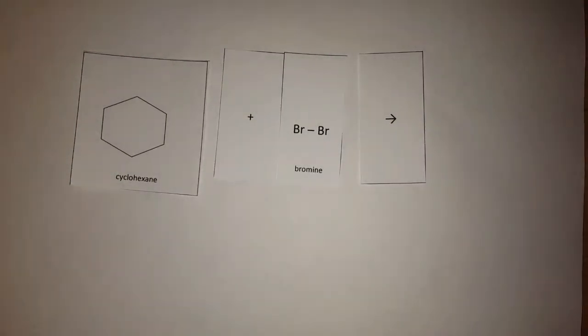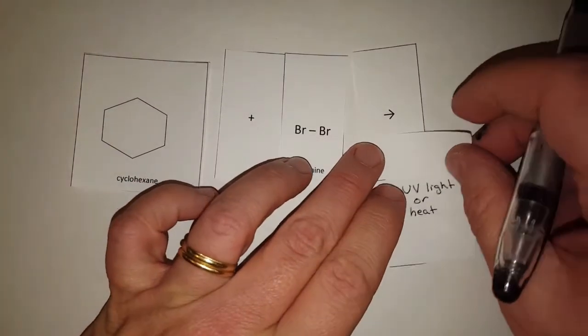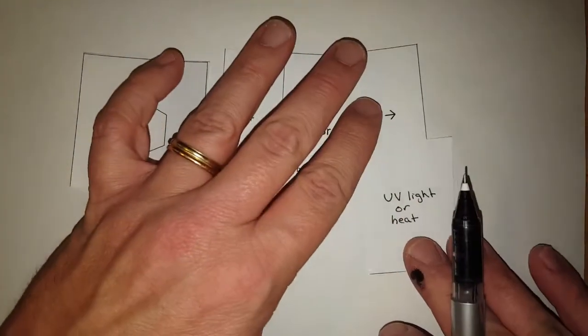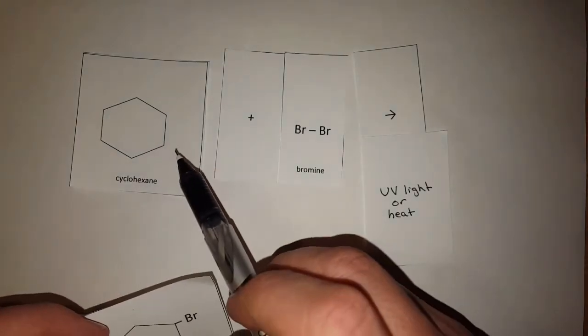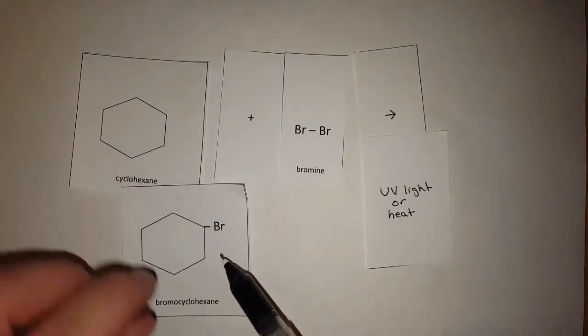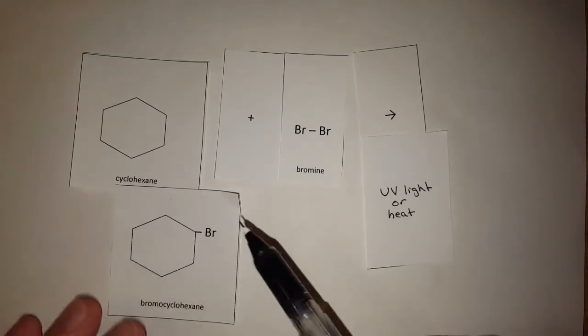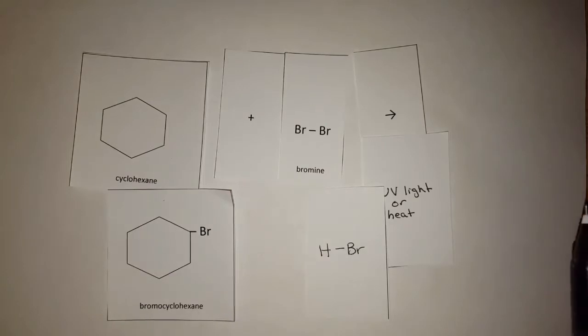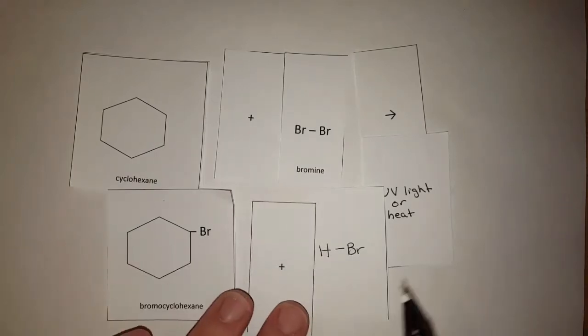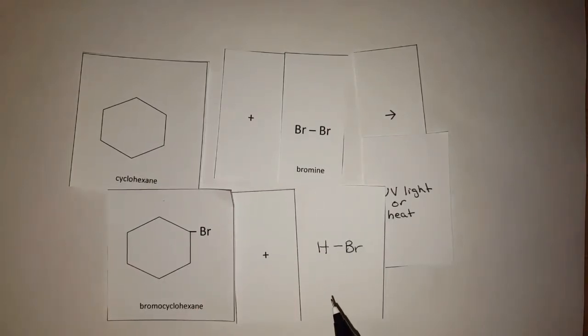So therefore, I need my UV light or heat as my catalyst. And when that occurs, what happens is that one of the hydrogens on my alkane will be replaced with the bromine. And then the hydrogen that's replaced will combine with the other bromine to form my hydrogen bromide, hydrogen monobromide or hydrobromic acid, depending on the conditions of the reaction.